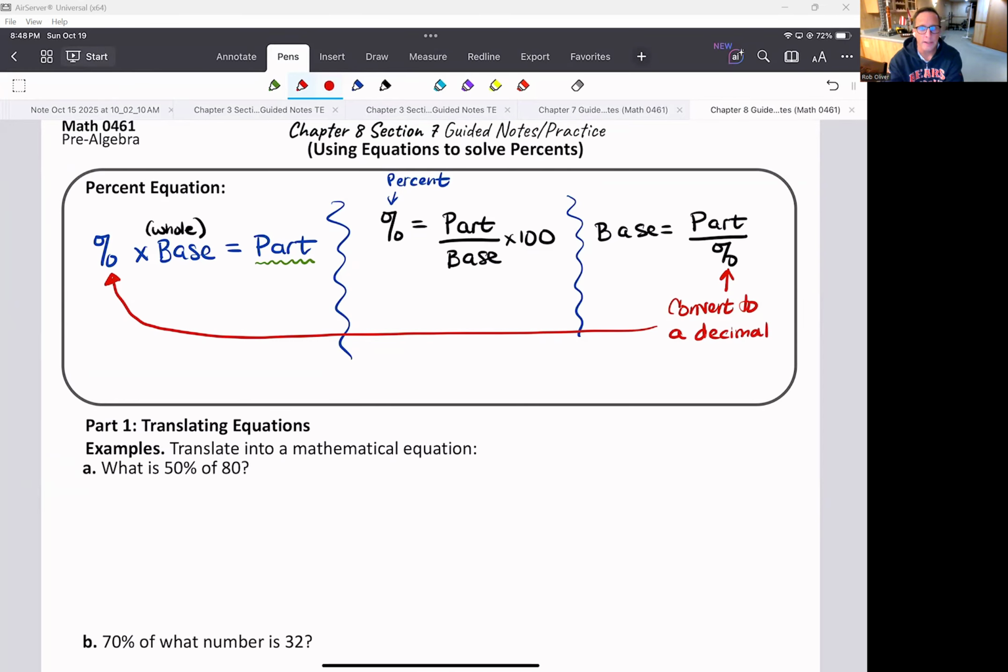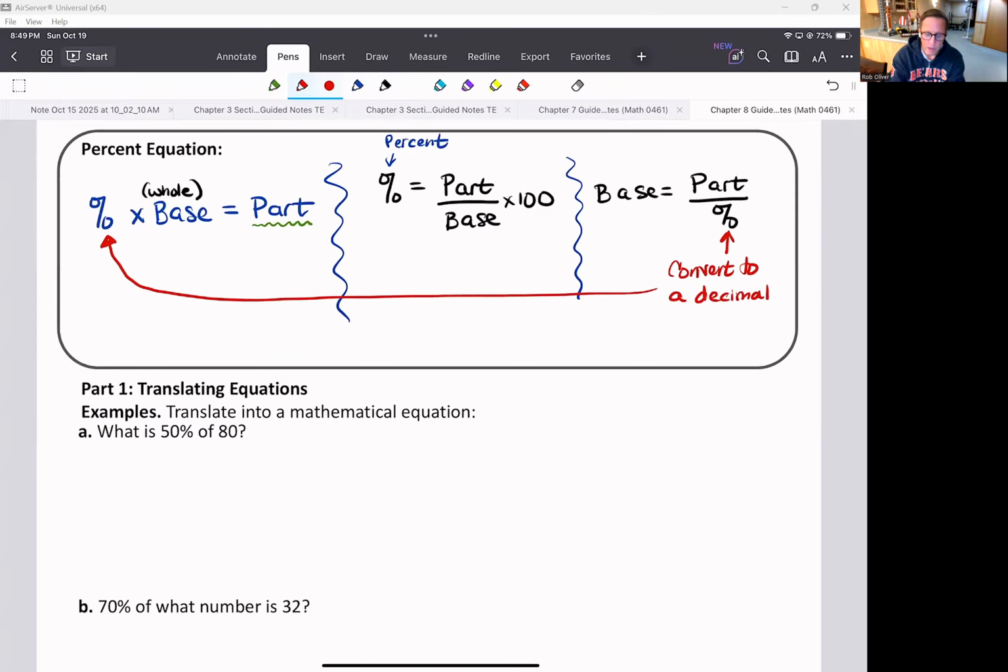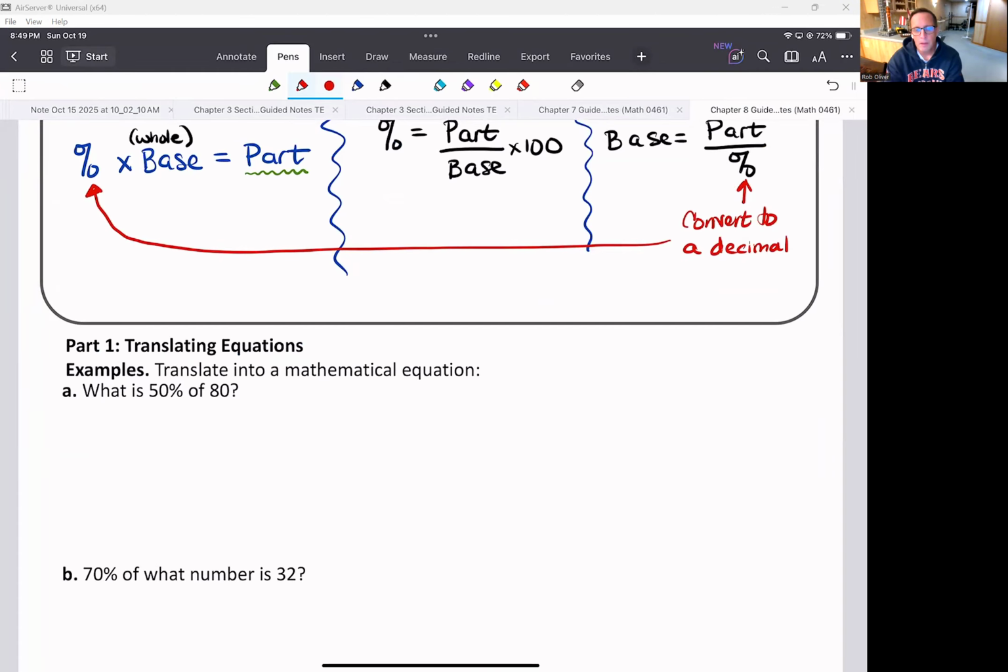Am I identifying this part of the word problem as the part? Is this the base? Make sure you know what you're dealing with. So a lot of times, when you're all through solving the problem, you have to end up asking yourself, hey, does my answer make sense? Let's say you're looking for a discount on a $50 shirt, and you end up getting an answer like 311 or something.